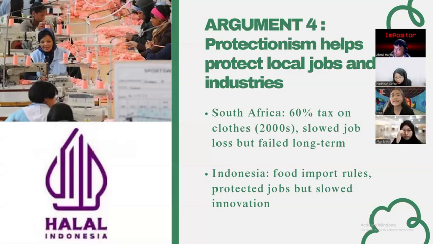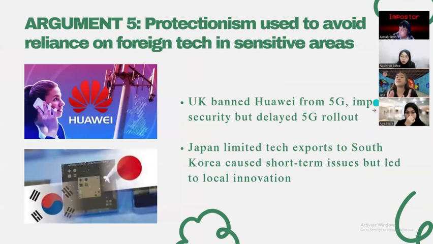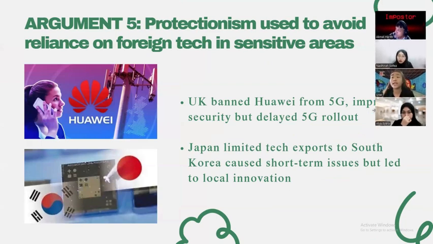So the next slide is argument 5, which focuses on national security. Sometimes governments use protectionism not just to save jobs, but to protect the country, especially when it comes to high-tech equipment, military tools, or critical infrastructure. The idea is that depending too much on foreign suppliers could be dangerous during conflicts or global tensions.